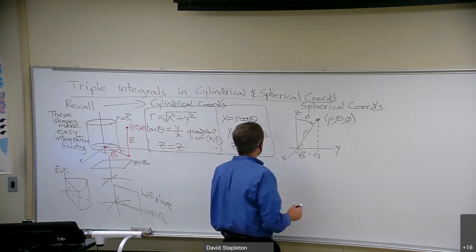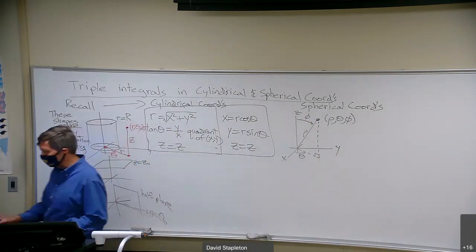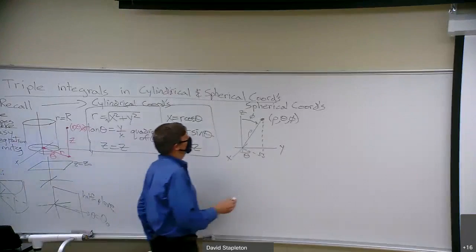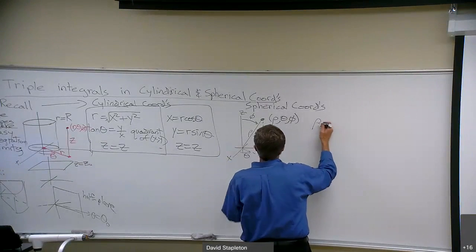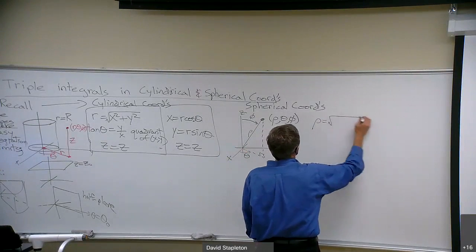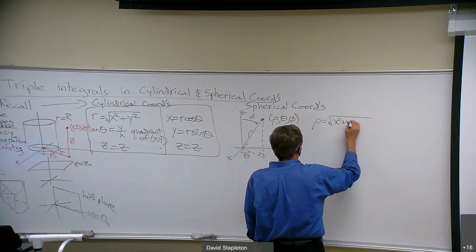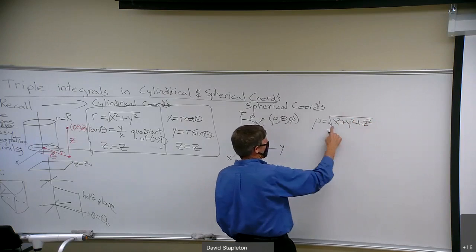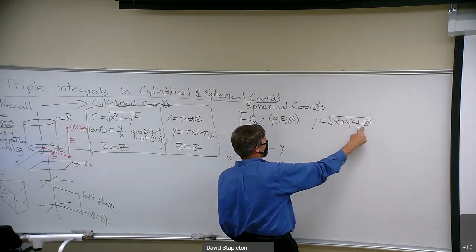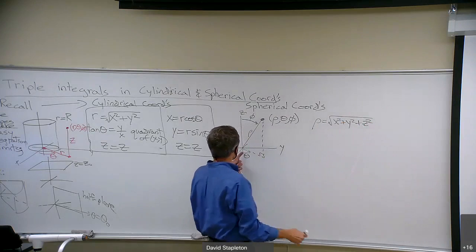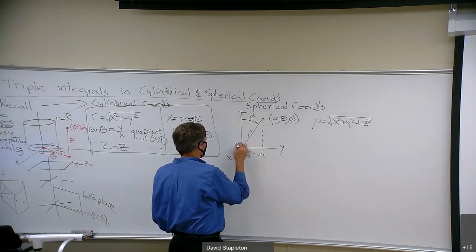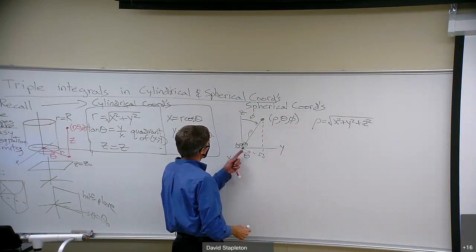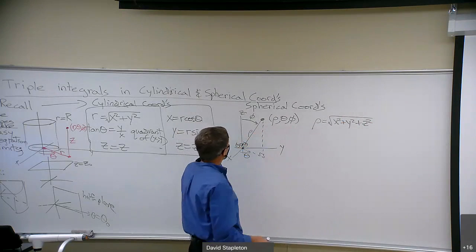And these had the following equations. We better move this over just in case. Rho is now the distance from the origin, so it's the square root of x squared plus y squared plus z squared. That's just the distance formula, right? It's the distance from x minus 0 squared, y minus 0 squared, z minus 0 squared, square root. That's the distance formula for the distance from 0, 0, 0 to x, y, z.